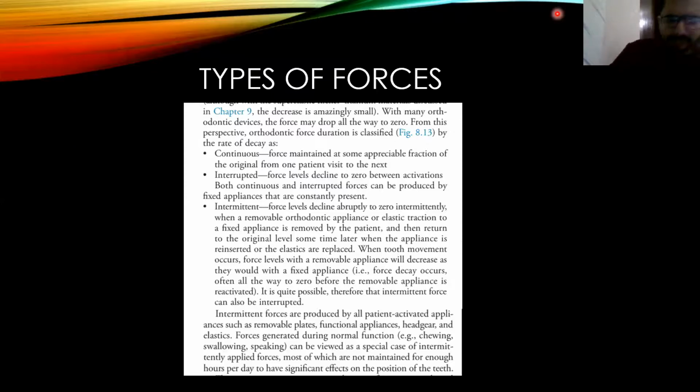Now what is interrupted? One patient came to me today. I tell him to come after 1 month, and I have applied 100 grams of force today, which is 16th October. Now, when he sees me after 1 month, when I check the force, it has come down to zero completely. No more force is being applied. So between the appointments, between the activations, the force will drop directly to zero from whatever you have applied. That is called interrupted force level.